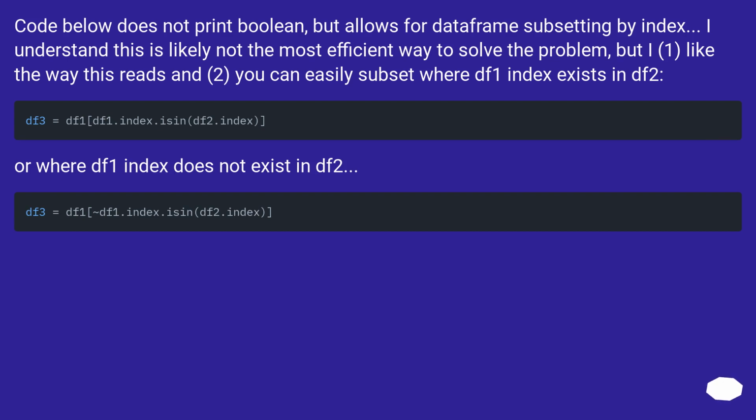Code below does not print a Boolean, but allows for data frame subsetting by index. I understand this is likely not the most efficient way to solve the problem, but I, one, like the way this reads, and two, you can easily subset where df1 index exists in df2, or where df1 index does not exist in df2.